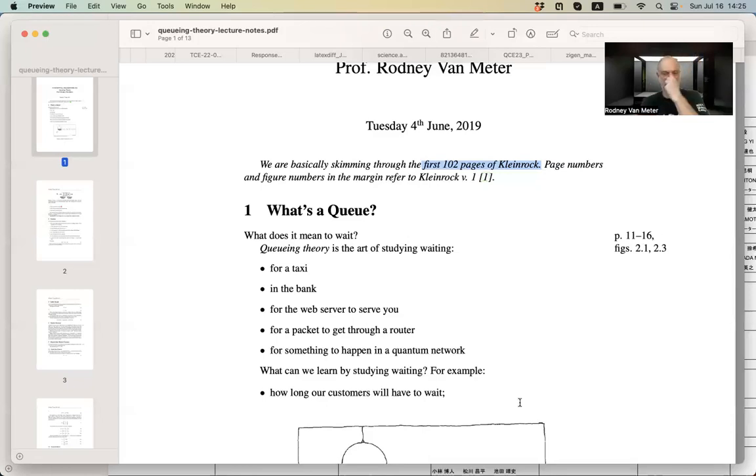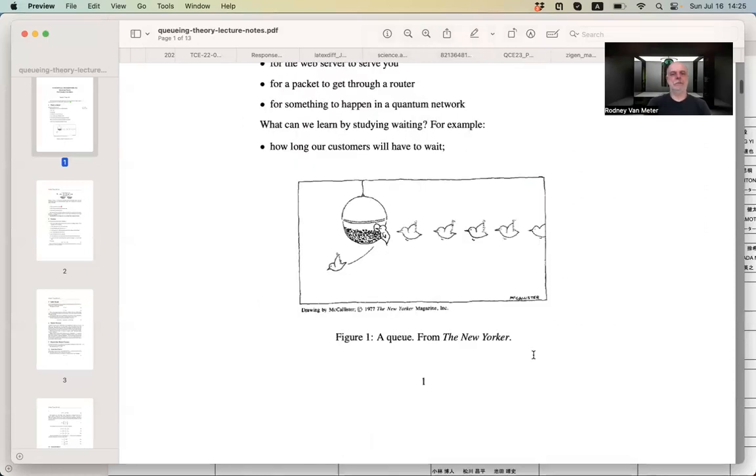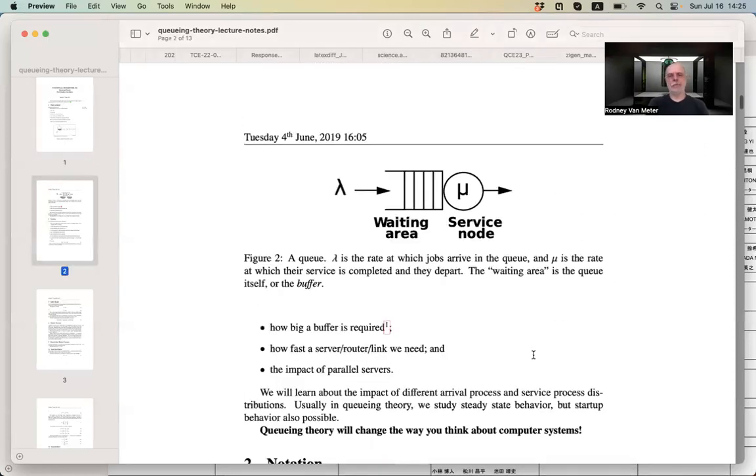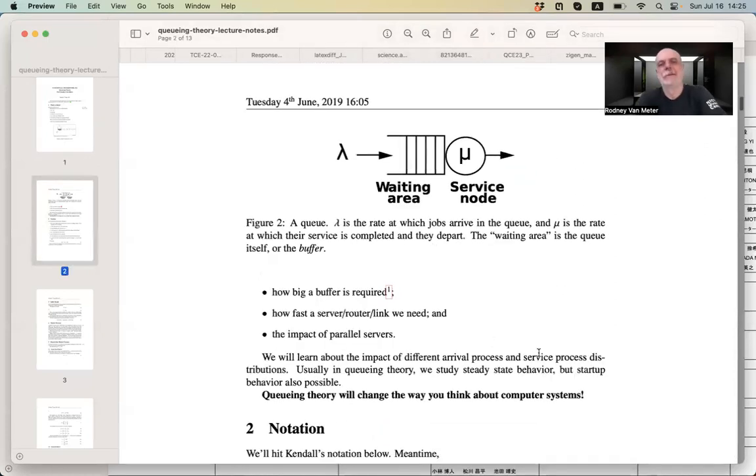All right, so what do we got? Here's a representation of a queue. You've got a waiting area, which is the queue itself, and you've got some service that you're applying. We're generally going to use these two terms, mu and lambda here. Lambda is the rate at which things for you to do arrive, whether that's packets or customers in a restaurant or whatever. Mu is the rate at which you finish their work and get them out of your system.